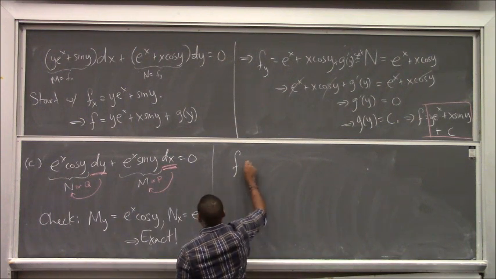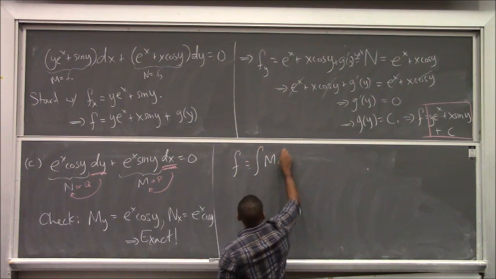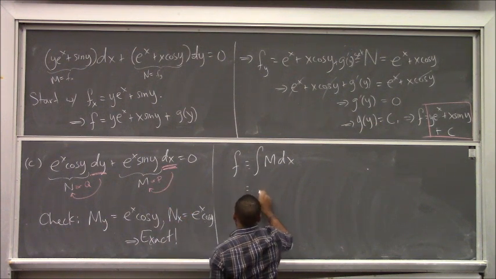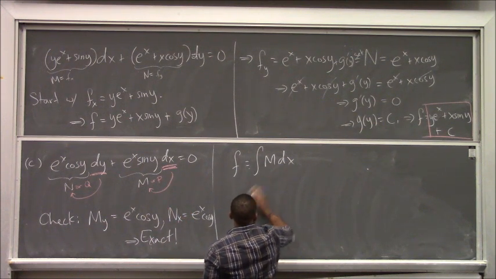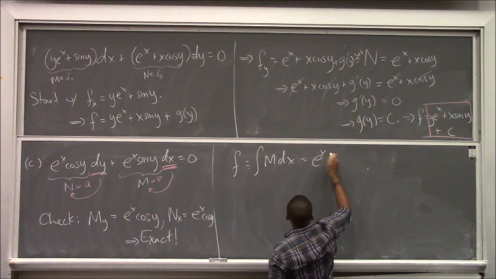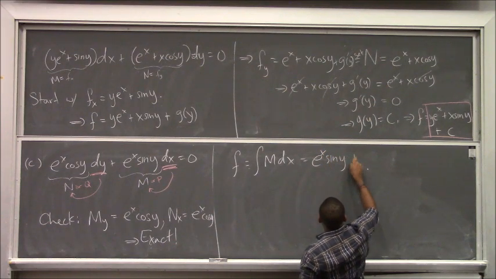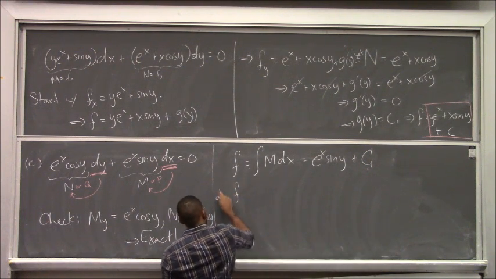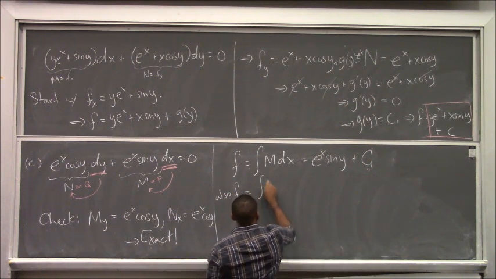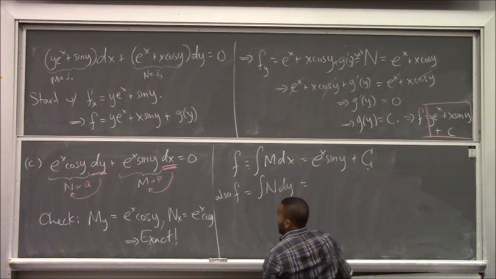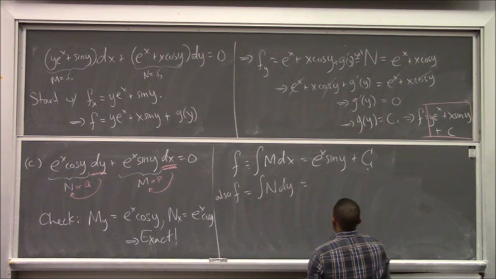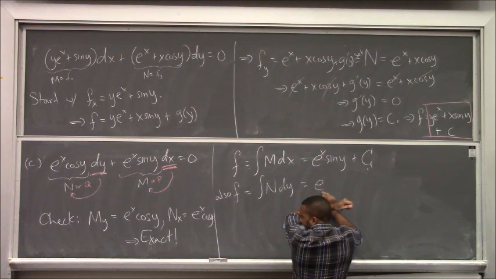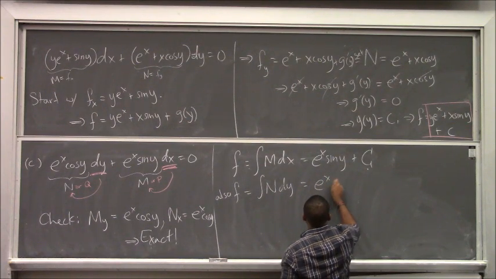So, my function f is going to be the integral of m with respect to x. That's going to be, integrate that with respect to x, e to the x, just right, e to the x sine y plus a constant. And also, f is going to be the integral of n with respect to y, e to the x sine y.